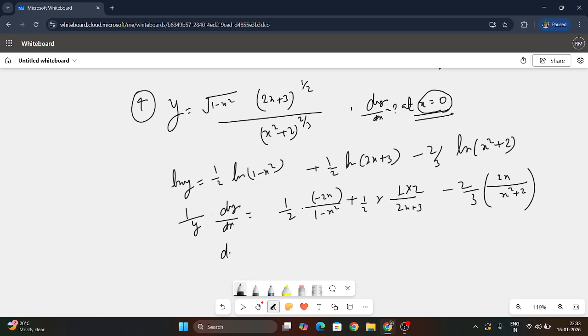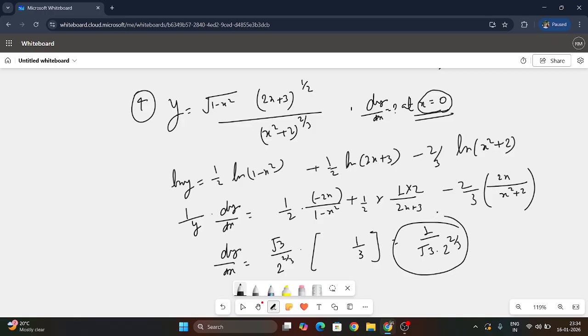So basically you will get dy by dx equal to, x is 0, so root 3 upon 2 power 2 by 3, and this is what? This is going to be x is equal to 0. So this term is going to be what? 0, and this term is also going to be 0. 2 to get cancelled, 1 by 3, and x is equal to 0, so at the end this is going to be 0. So this is what you have your answer. So it is going to be 1 by root 3 and 2 power 2 by 3. So this is your answer.